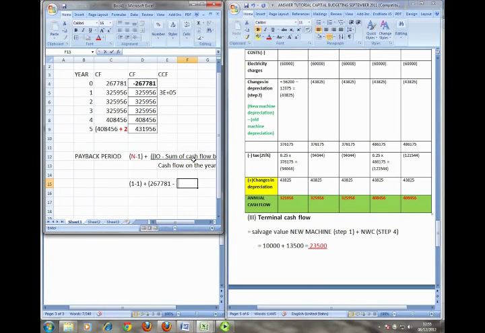the sum of cash flow before the year. Just now you chose year 1, correct? So what is the sum of your cash flow before year 1? It is 0. Why, class? So after you minus 0, you divide it by your cash flow on the year. Can I know what is the cash flow on the year, class? Yes, 325,956. Alright, so what is the answer, class?